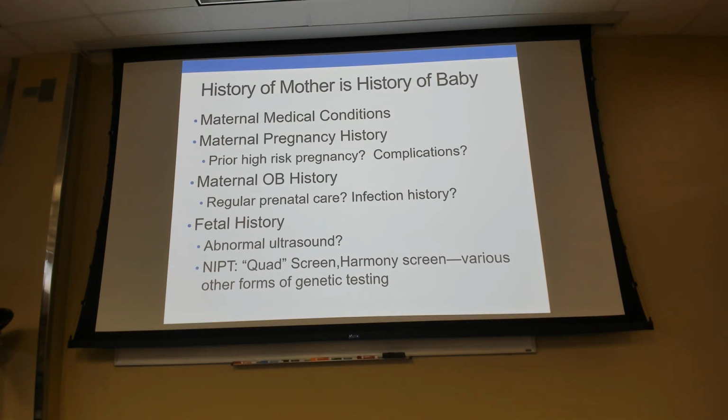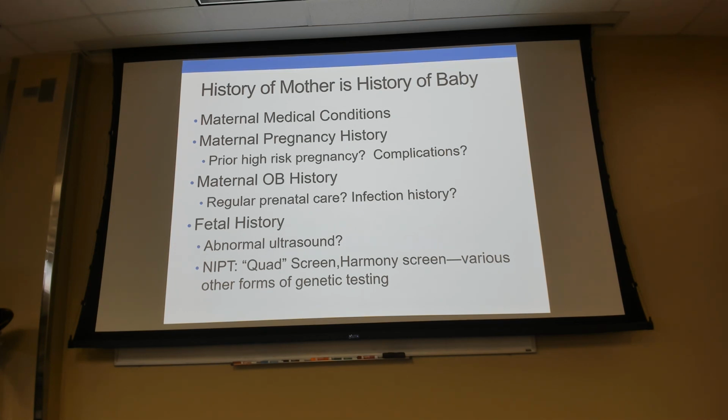So because we have that second patient, we need to know things about, kind of think about it as, our second patient. So we need to know a lot about mom's status here. Mom's status is going to be a big history. Has mom ever been pregnant before? If so, was it a high-risk pregnancy?